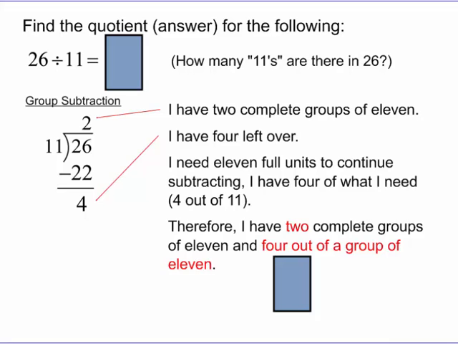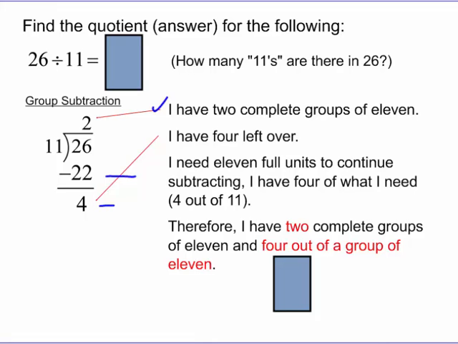Find the quotient or answer for the following. Again, our quotient term is going to change a little bit, or be modified a little bit. How many 11s are there in 26? If I do a group subtraction, I can see that 2 groups of 11 fit inside 26 right here. I'm left with 4 as a remainder.